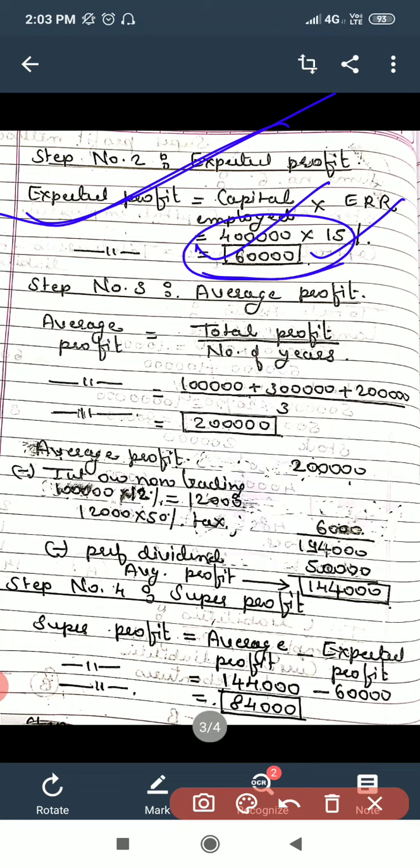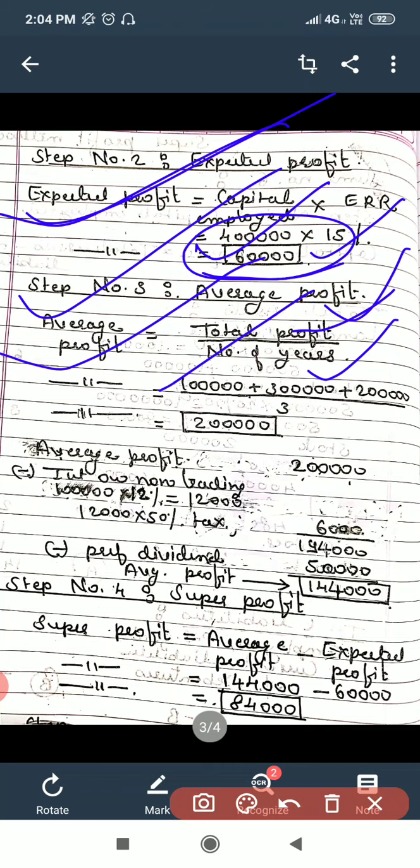After completing step 2, you will proceed to step number 3, and that is the calculation of average profit. We have been provided with additional information number 4, that profit after tax at 50% for the last 3 years are rupees 1 lakh, rupees 3 lakhs and 2 lakhs respectively. So we have to calculate the average profit. The formula is total profit divided by the number of years. So whatever figures we have been provided with for the last 3 years, we will note down over here.